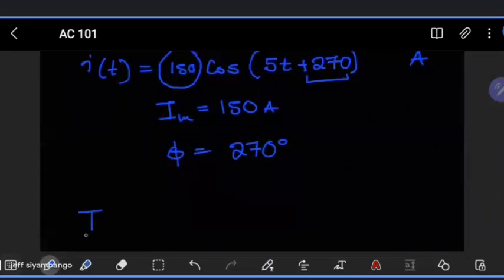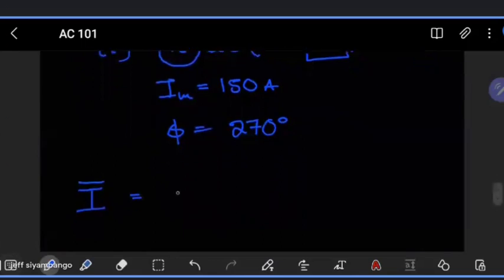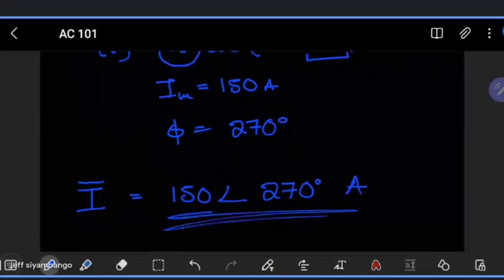So this is going to be I phasor, the phasor current. This is going to be the maximum current, which is 150 amps, and then the phase angle, 270 degrees. And of course, it is a phasor current, but it is still current, so the units are still the amps. So this is basically what you have there. Any questions?